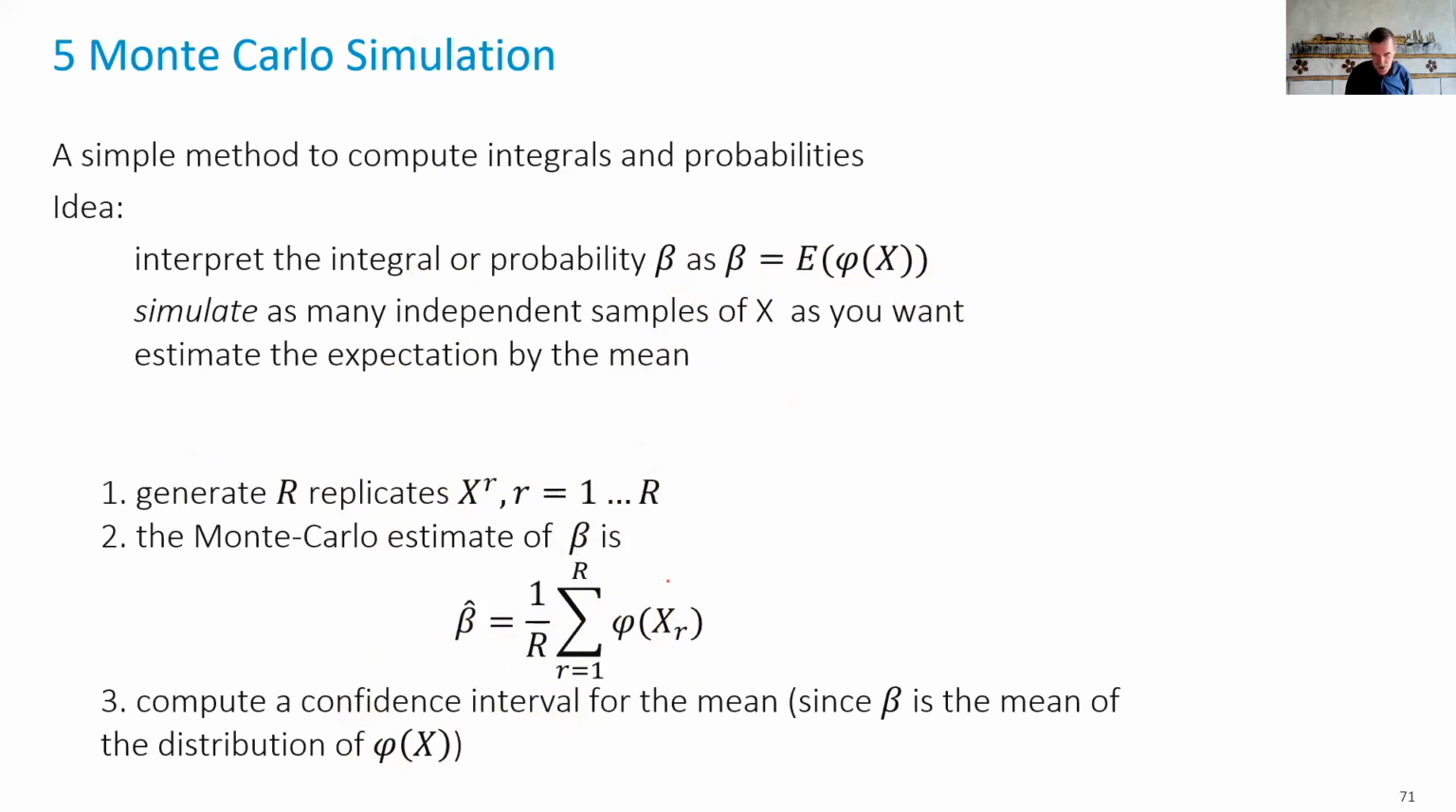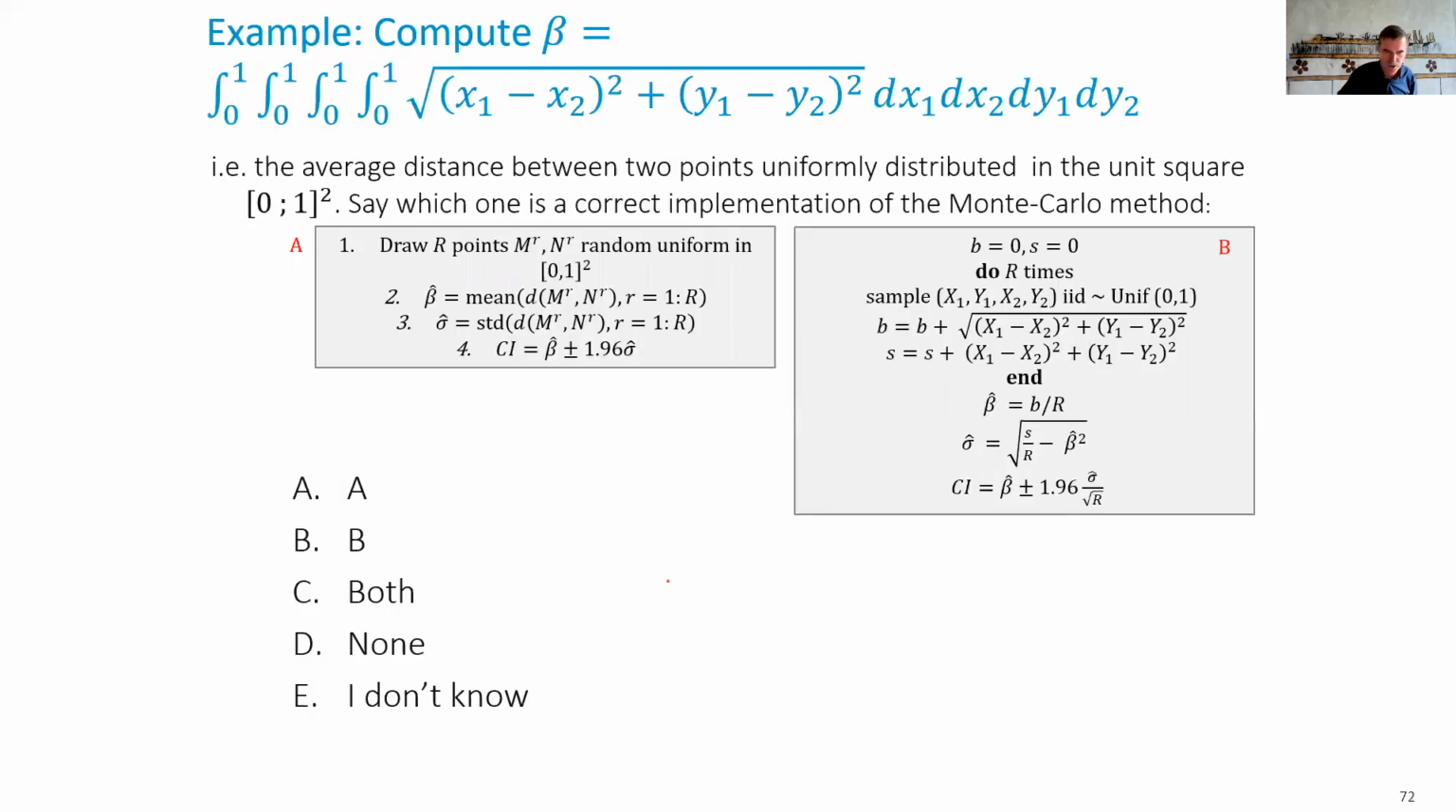And here the confidence interval has to be the confidence interval for the mean, so the one that's more tricky and more complicated. For example, assume somebody asks you to compute this integral here. So it's an integral of 4 variables. And we can see that it has a simple interpretation.